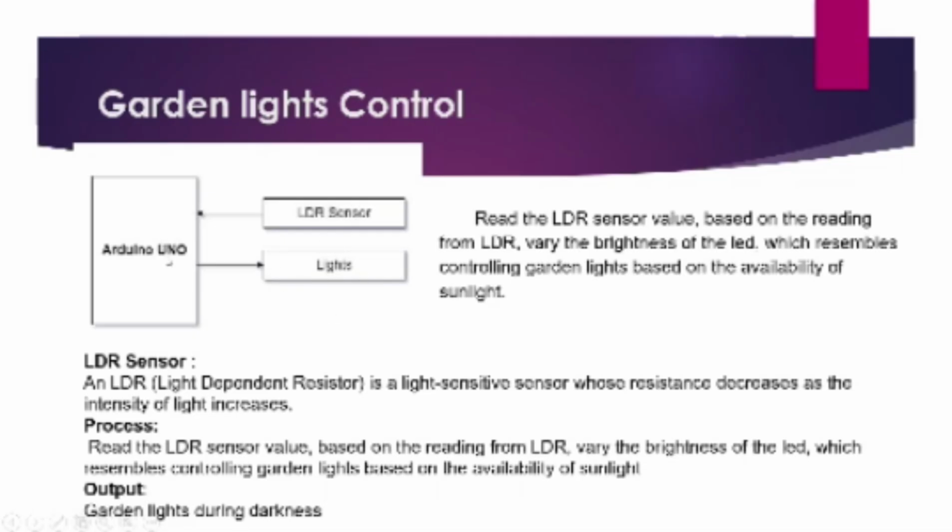An LDR sensor is a light dependent resistor. This is a light sensitive sensor whose resistance decreases as the intensity of light increases. So when the LDR value is high, we can see the guardian lights will glow very brightly.